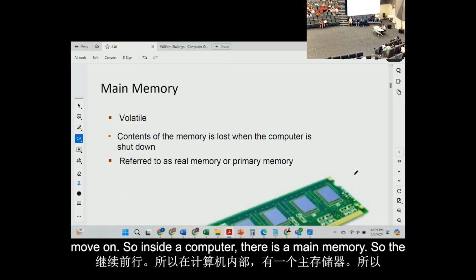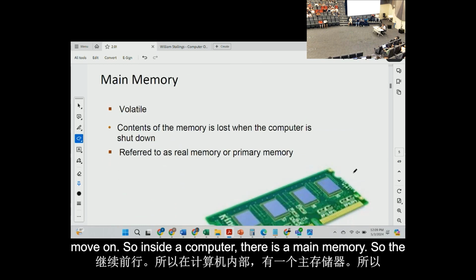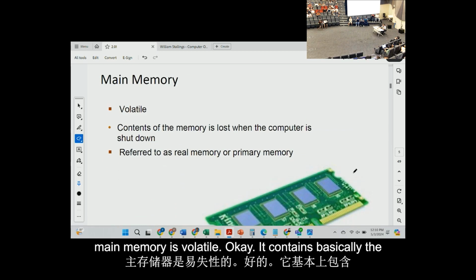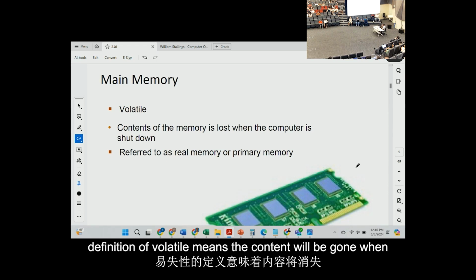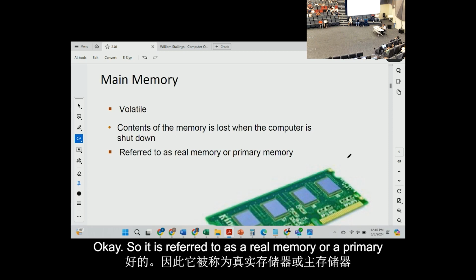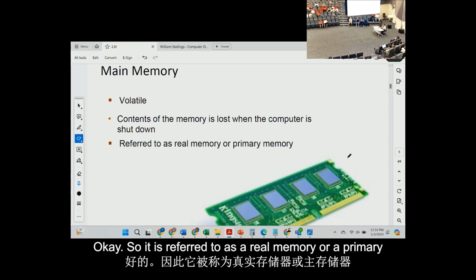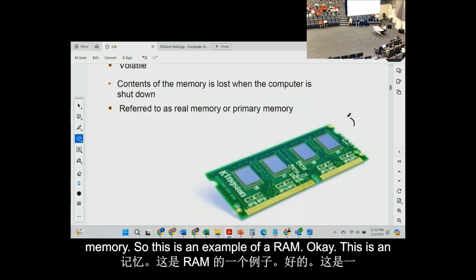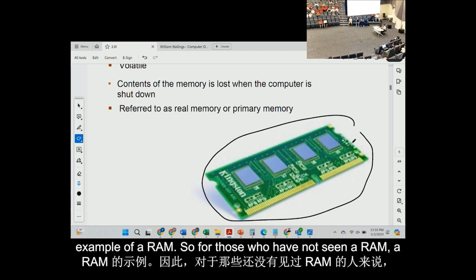Let's move on. Inside the computer, there is a main memory. The main memory is volatile, which means the content will be gone when you switch off or restart the device. It is referred to as real memory or primary memory. This is an example of a RAM.